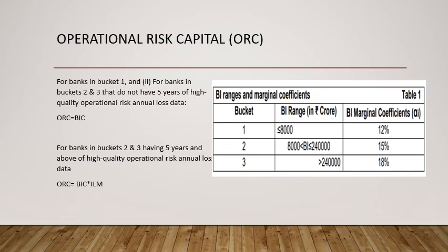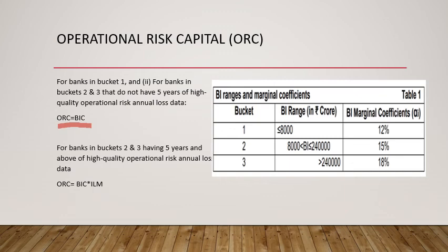So for the banks in bucket 1, which is this bucket having the BI range less than 8,000 crore, and for banks in bucket 2 and 3 that do not have 5 years of high quality operational risk annual loss data. So if you fall under any of these categories, whether you are falling under bucket 1, which means your BI range is less than 8,000 crore, or you are under 2 and 3, but you do not have very high quality operational risk loss data, then your operational risk capital will be considered as equal to the BIC. It's very simple. So if it's a new bank which has just started operation, or a bank which is very small in terms of transaction, then ORC becomes equal to BIC.